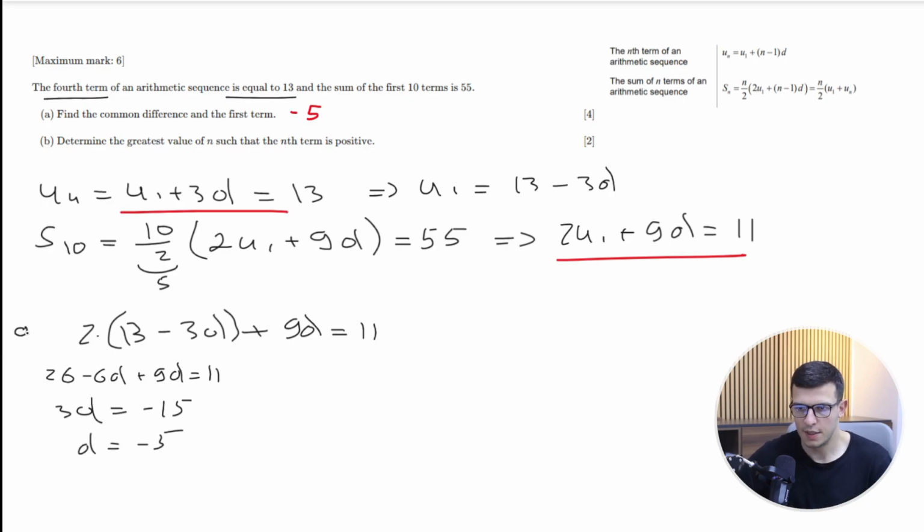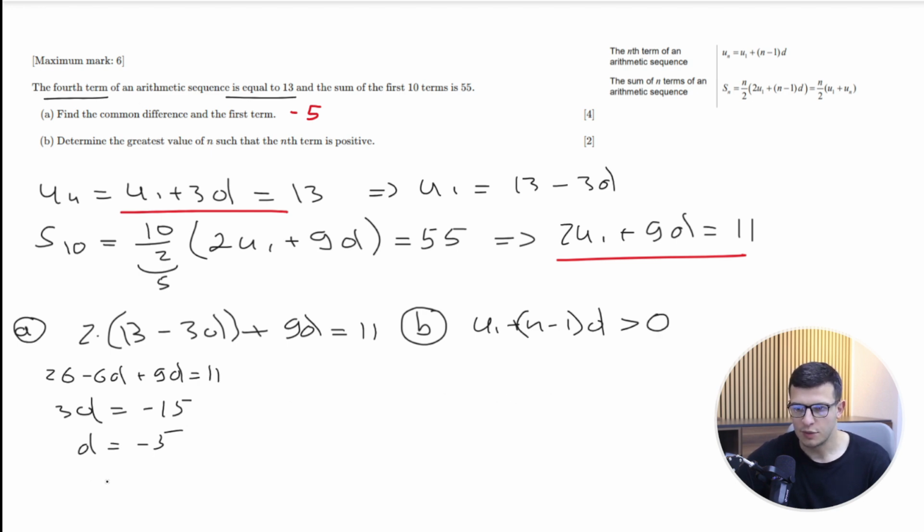Now part B: determine the greatest value of n such that the nth term is positive. So let me put A here, and now we can take a look at B. Again, determine the greatest value of n such that the nth term is positive. What does that mean? It means the nth term is u1 plus n minus 1 d, right? That's the nth term. And it says it has to be positive.